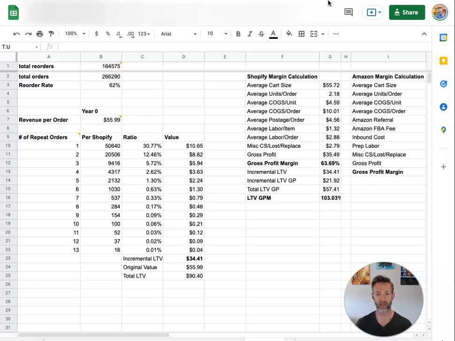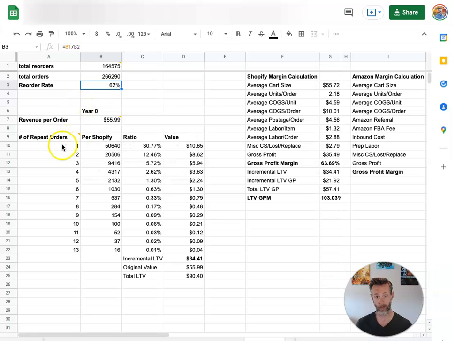But there's a really simple way to figure this out, by exporting your customer history from Shopify, for example, and then simply segmenting the data based on the number of repeat orders that have occurred. That's what you see on the left side of the screen here. You've got total reorders, total orders, and then you determine what a natural reorder rate is. That'll tell you, on average, 62% of the people that buy from you will return and buy again.